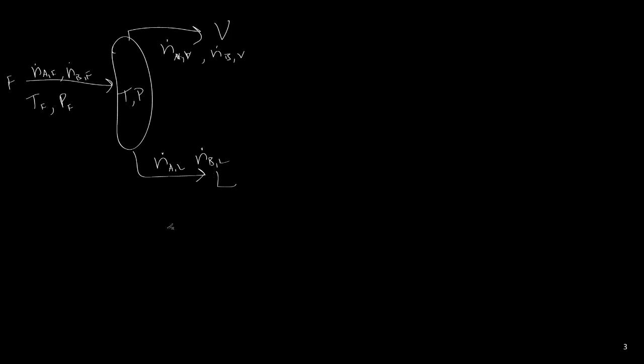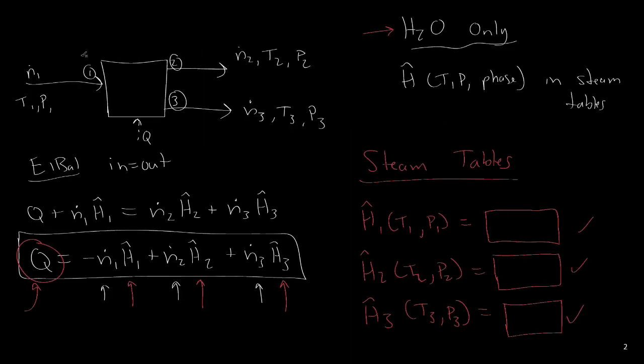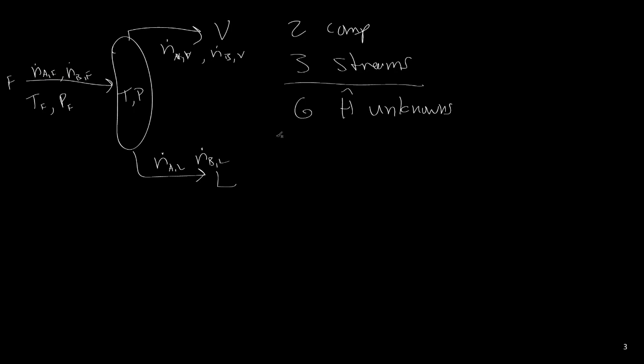But what we need to know now is we have two different components, so two components, three streams. So our energy balance is going to have a total of 6 H hat unknowns. Just as with the previous example, where we have one stream entering and two streams leaving, there's not a clear way to be able to define what is the delta H in the process. Now, since we're working with arbitrary components A and B, we are not necessarily going to have access to the thermodynamic measurements that we could just simply look up.